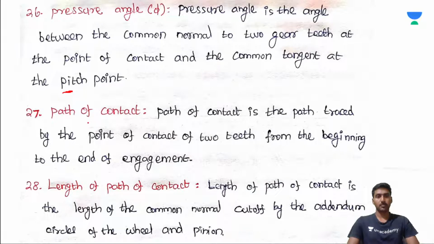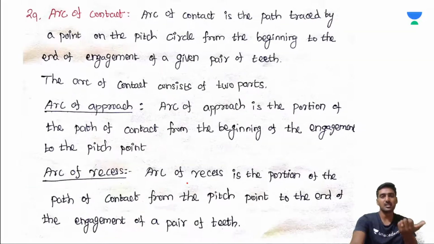Next, path of contact. What is meant by path of contact? Path of contact is the path traced by the point of contact of two teeth from the beginning to the end of engagement. And length of path of contact is the length of common normal cut off by the addendum circles of the wheel and pinion.